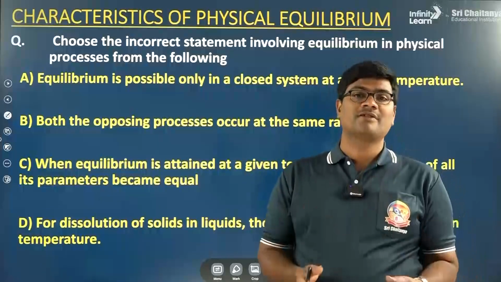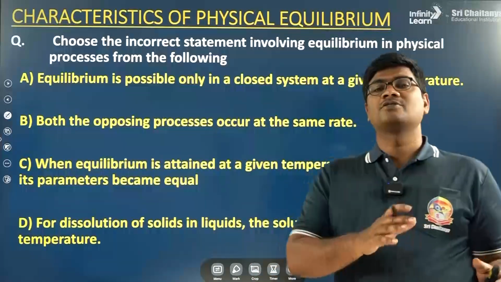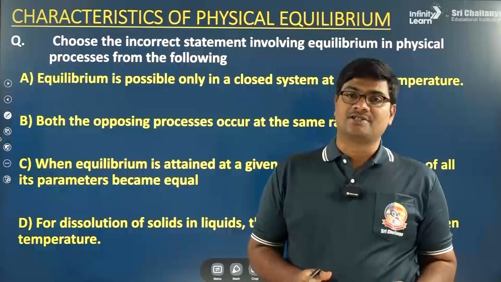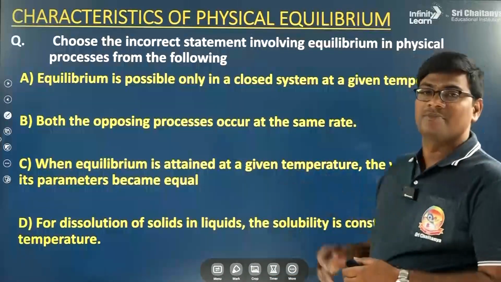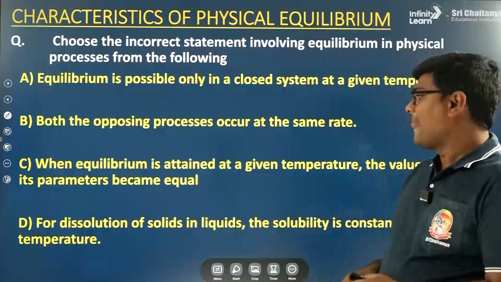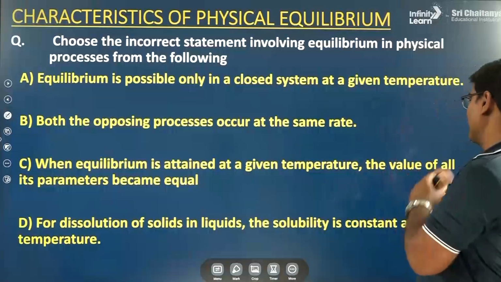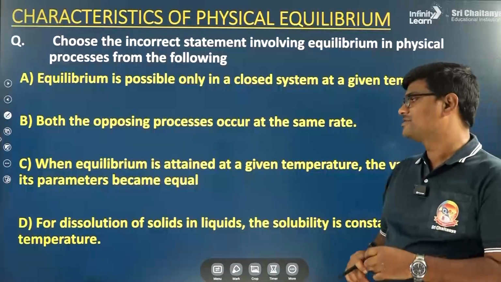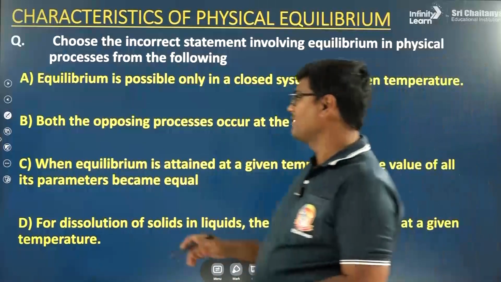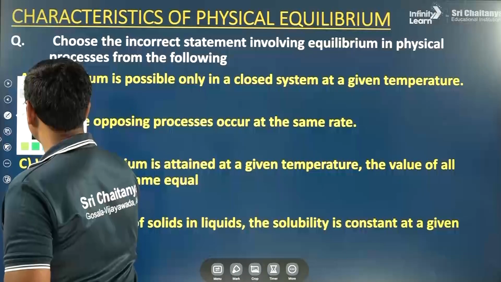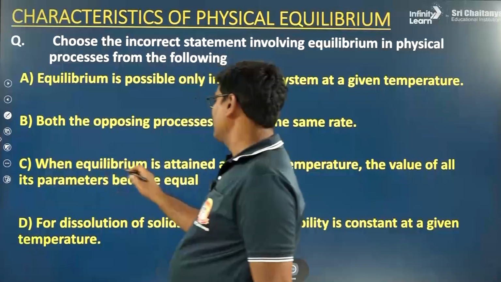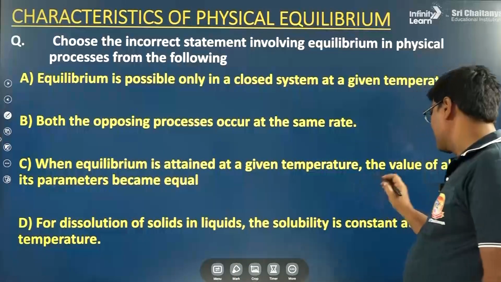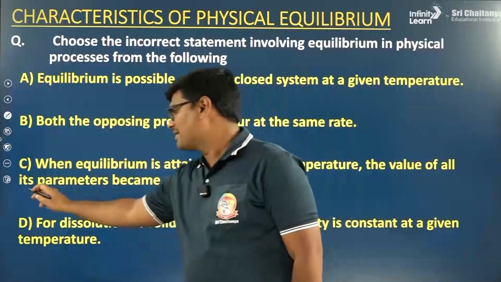Suppose if you take evaporation of a liquid, the rate of evaporation should be equal to the rate of condensation. Now, option B is correct. Now let's go for option C. When equilibrium is attained at a given temperature, the value of all its parameters become equal. This is a little tricky, so you must have patience to understand the statement.